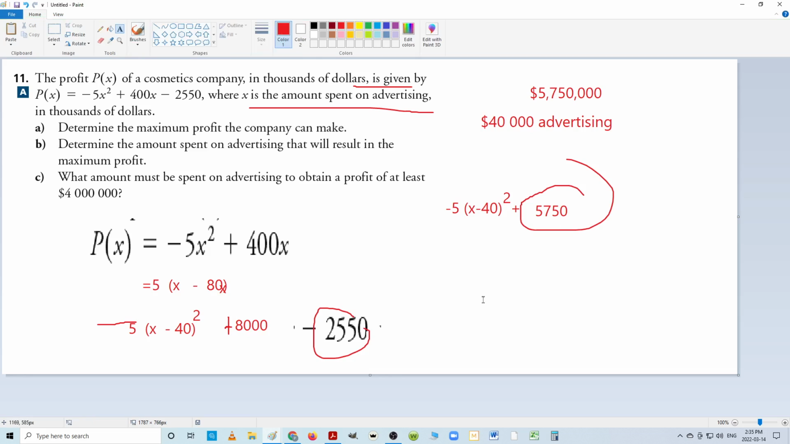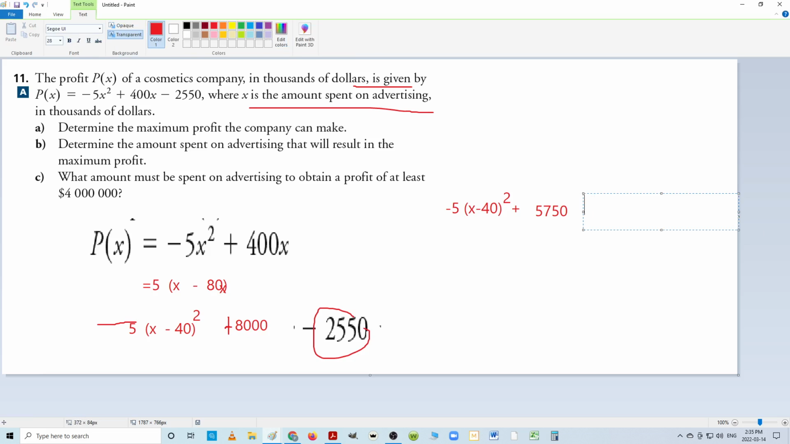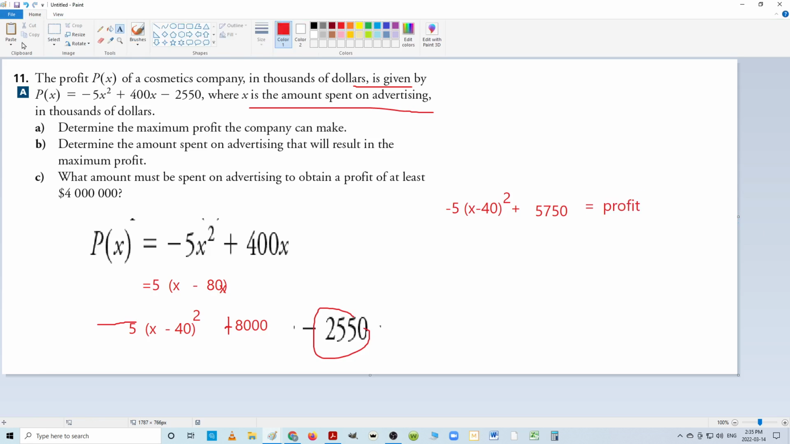And then what amount will be spent on advertising to obtain a profit of at least $4 million? So that's an excellent question. That means where's the profit of the $4 million? The profit's on the left side of the equation, which means I have to take the equation, and it's essentially equal to the profit, right? And I have to just replace the profit with whatever number they give me as the profit.